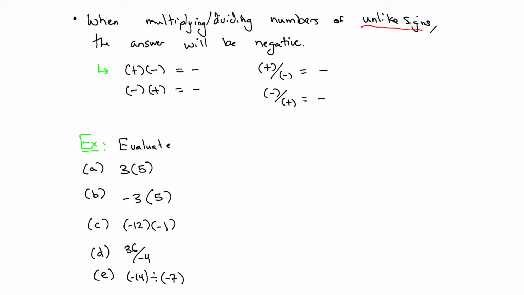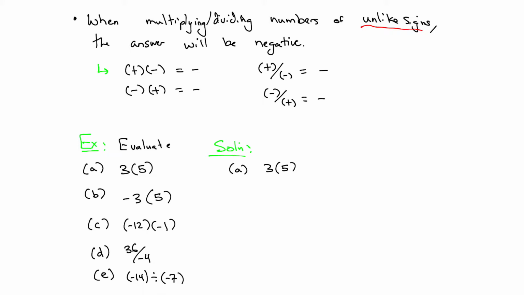All right. This is going to be kind of weird. I should have just put them all in a line instead. But I'm going to put the solution over here. So part A, 3 times 5. So, is the result going to be positive or negative? Should be positive. They're the same sign.